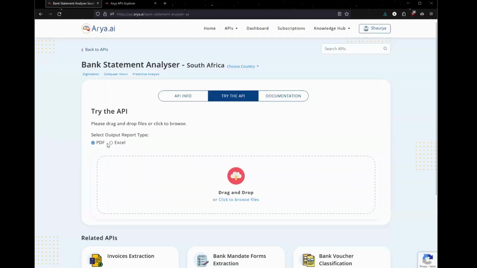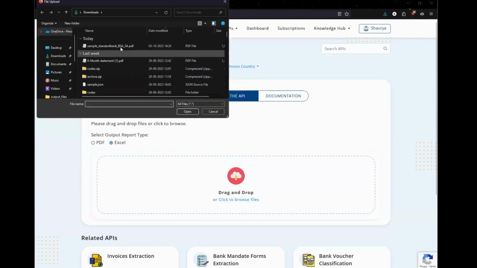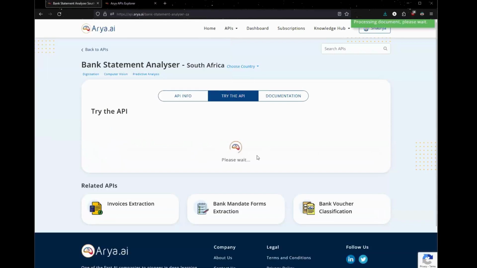Here you can see that there are two output report types: one is PDF, and one is Excel. Today we'll focus mainly on the Excel report. You can go ahead and upload that particular bank statement. As you can see, the bank statement has been uploaded, and we will be getting an Excel output for it.